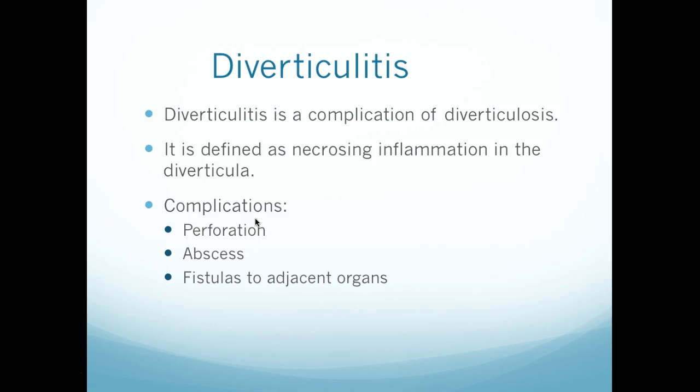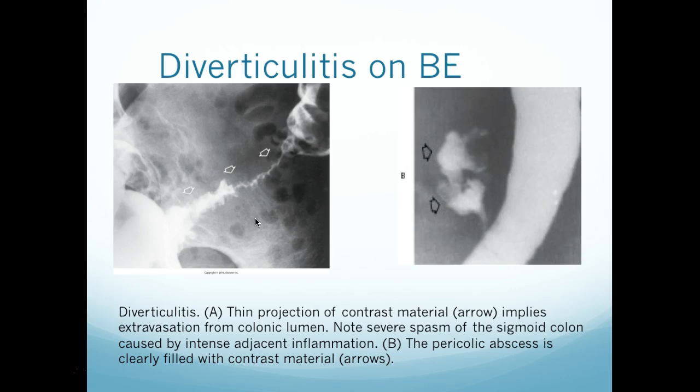Diverticulitis is when one of those little outpouches gets inflamed. So it's a complication of the diverticulosis. It is defined as necrosing inflammation in the diverticula. So the complications are perforation, abscess, and fistulas to adjacent organs, which is never a good thing.